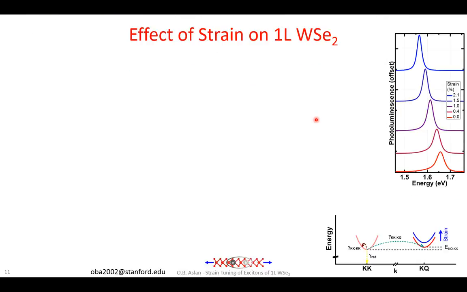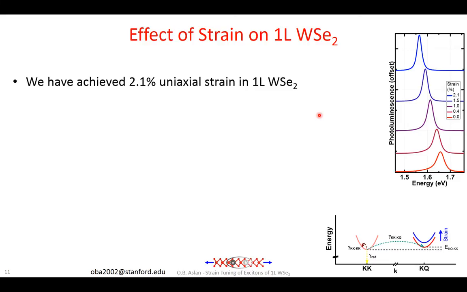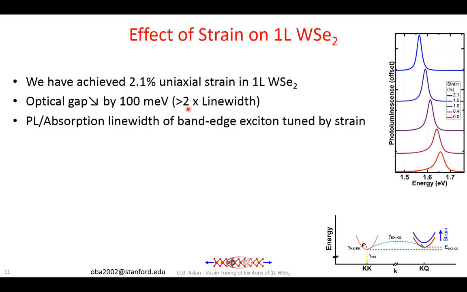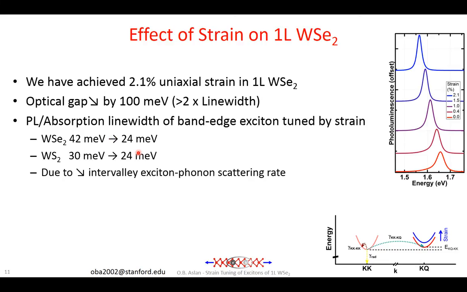So to summarize the effect of strain on tungsten diselenide, we have achieved 2.1% strain, and we have reduced the optical gap by 100 meV, which is more than twice the line width. But let us remember that the line width of the band edge exciton was also tuned and decreased by applying strain, such that for tungsten diselenide it goes from 42 to 24 meV, and for tungsten disulfide it is from 30 to 24 meV, and we have attributed these to the decreased intervalley exciton-phonon scattering rate with this mechanism.